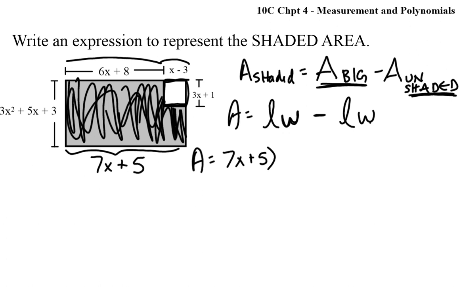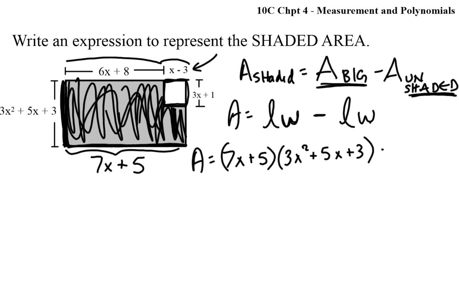7x plus 5. And we need to multiply it by its other dimension, which is 3x squared plus 5x plus 3. Do take a note, and I apologize, I meant to point this out. This x minus 3 in your booklet is x plus 2. Just be familiar with that. I apologize for not pointing that out initially. But still, our big rectangle is 7x plus 5 times the 3x squared plus 5x plus 3.